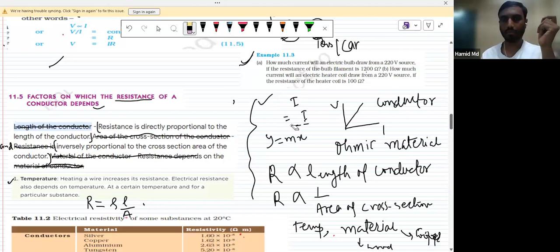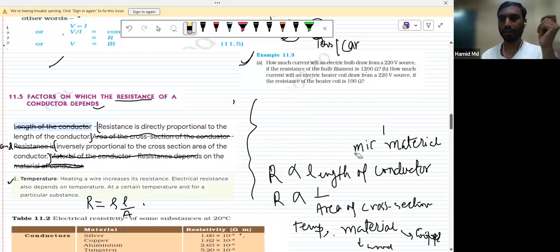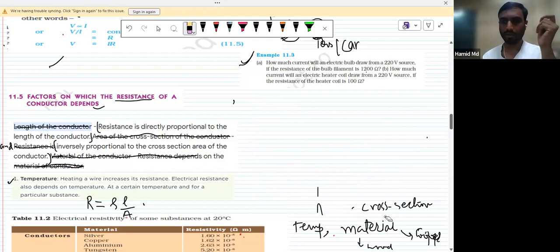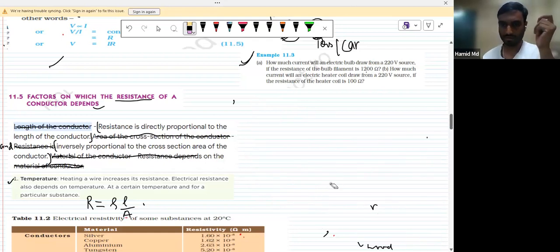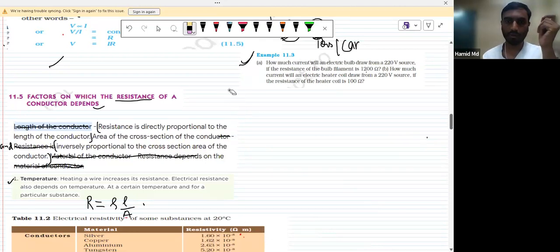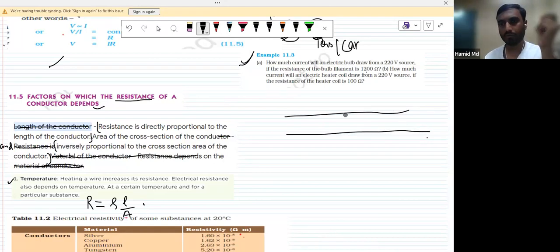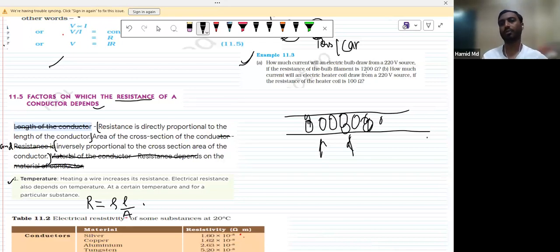Conductors are made up of n number of atoms, right? Each atom is like a point structure. When electrons flow, they will collide with the atoms. Suppose this is a conducting wire. There are n number of atoms. So when we heat it, there will be thermal agitation over here.